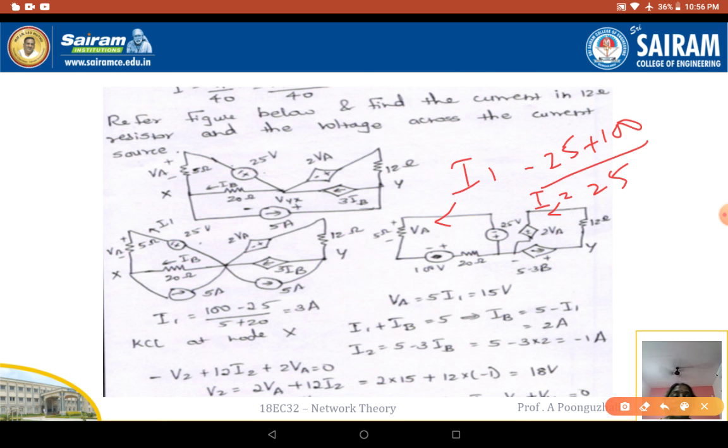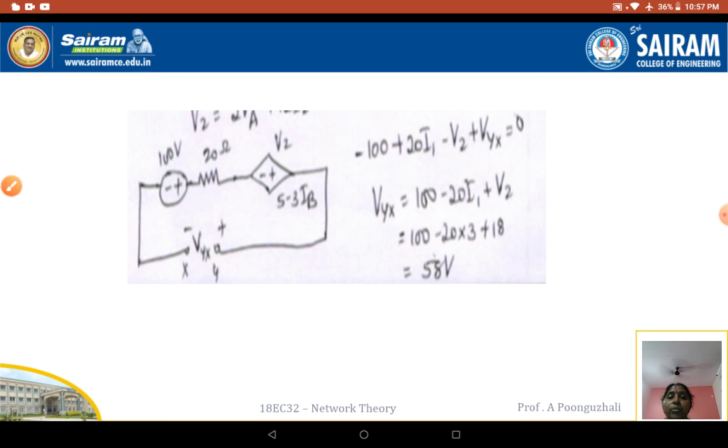So here in this case, if I apply my KVL, it is going to be minus V2 plus 12I2 plus 2VA. The current that is going to flow here is going to be I2, so 12I2, minus 2VA, minus 3IB here. When I apply this KVL equation, this is the equation I'm going to get: V2 is equal to 2VA plus 12I2. So if I substitute it, I'm going to get 18 volts at the output there.